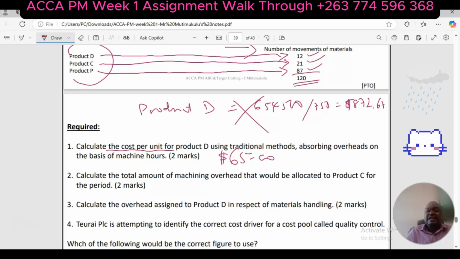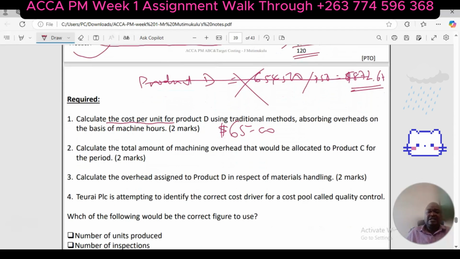You can see that it will be a shocker to the examiners if you obtain 872. Even if you multiply this 872 by the number of units produced, above the budgeted overhead costs, that will be a far weird figure. So please do not do this. Just follow the principle. So we obtained our 65. Then we move on to the next computation.